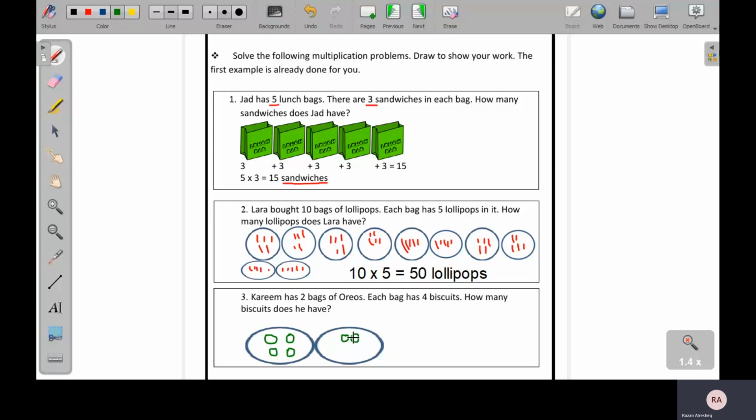Here, I can't just do 2. I have to make it equal. So I have to make 4 different biscuits. And now I can do my multiplication sentence. Here, I know that the number of groups I have are 2. So I do 2, and I multiply it by the 4. And that is going to give me 8 biscuits. I put the unit. Now I'm all done. So I modeled, and I wrote the multiplication sentence and the answer for my word problems. Let's go on.